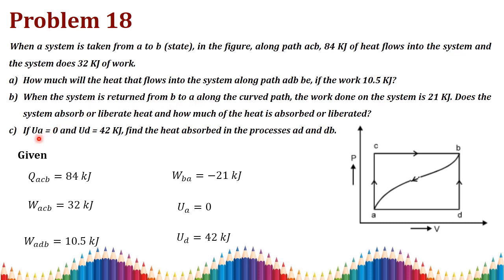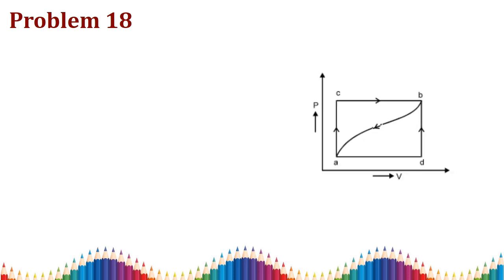The next one: if UA is 0 and UD is 42 kilojoule, find the heat absorbed in the process, that is Q of AD and Q of DB. Here, considering the PV diagram, A to C is a constant volume process, C to B is a constant pressure process, A to D is a constant pressure process, and D to B is a constant volume process. Here we have a combination of different processes. So we need to find Q of ADB in the first case, Q of BA in the second case, and both Q of AD and Q of DB in the third case.